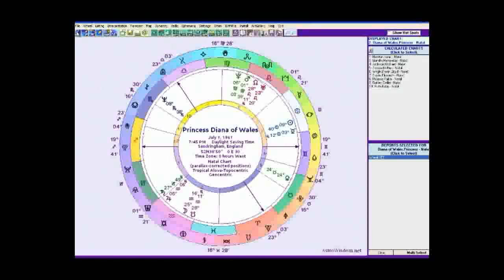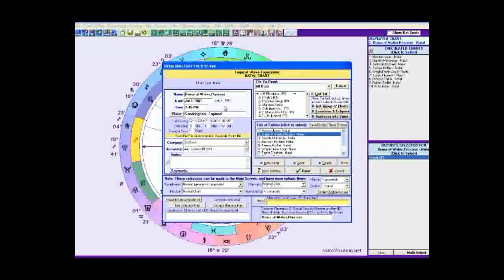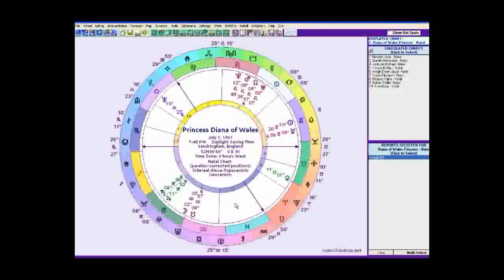So if we would like to see that particular fact in the chart, again, all we do is calculate it in sidereal. And if we calculate it in sidereal, indeed her sun is in the constellation of Gemini. It's right in the middle of Gemini there. Okay?